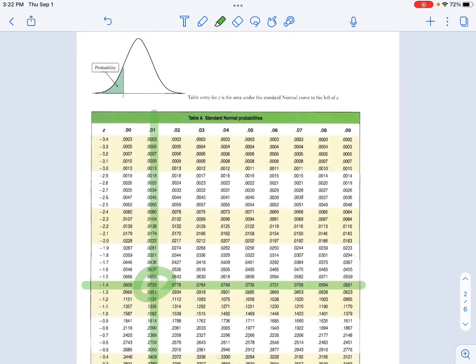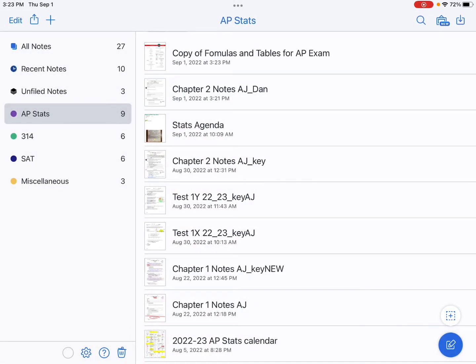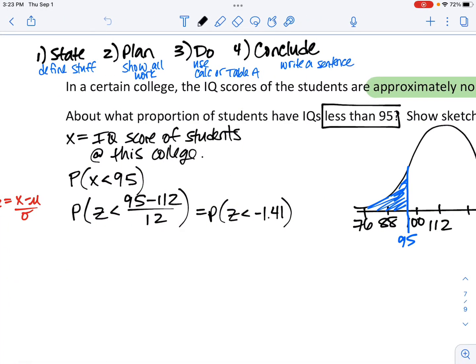0.0793. And remember, do we have to do that weird subtracting from one thing? Not exactly, because this is the shaded area in my picture that I drew that I'm interested in. And remember, table A always gives you the area to the left of that z-score. So in this case, my answer is 0.0793. I will remind you how to do that in the calculator.